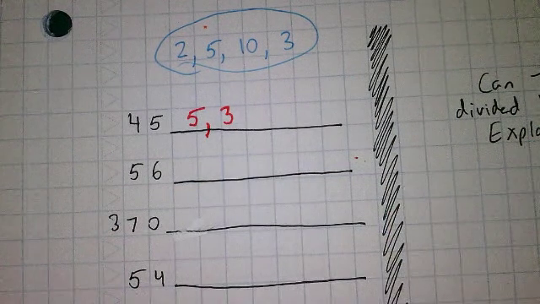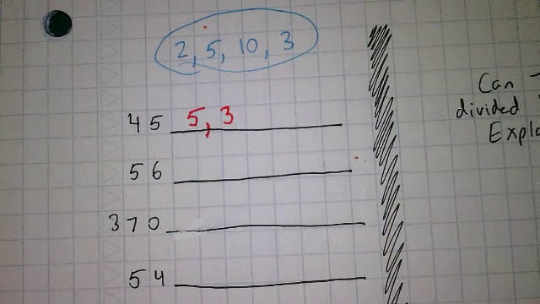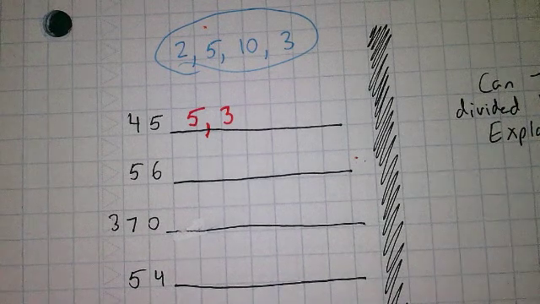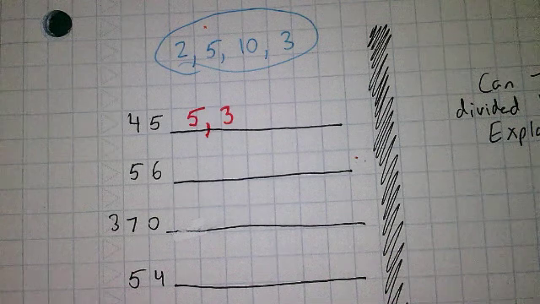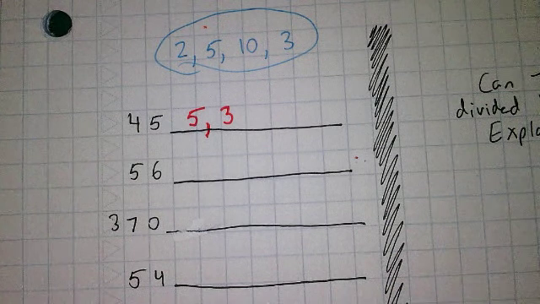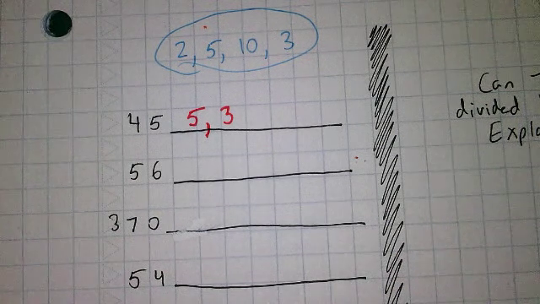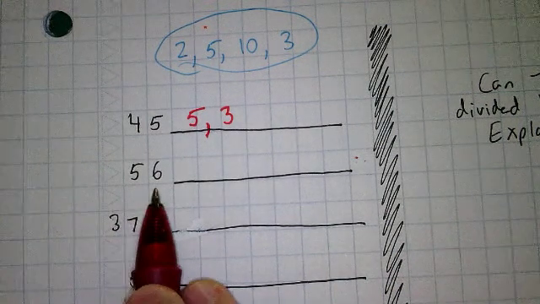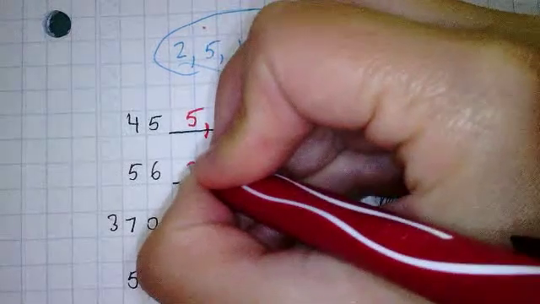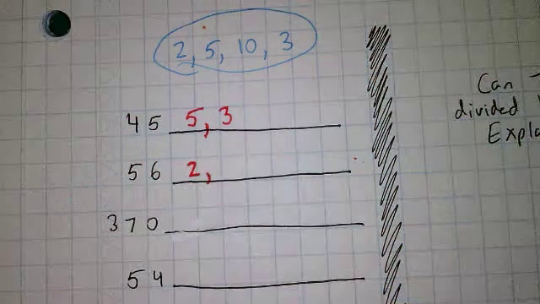Okay? Our next one is 56. So let's go one rule at a time. My first rule says a number is divisible by 2 if its ones digit is divisible by 2, basically meaning any even number is divisible by 2. Is 56 an even number? Yes, 6 is even. 6 is divisible by 2. So 2 can fit into 56 evenly. So we're going to write a 2.